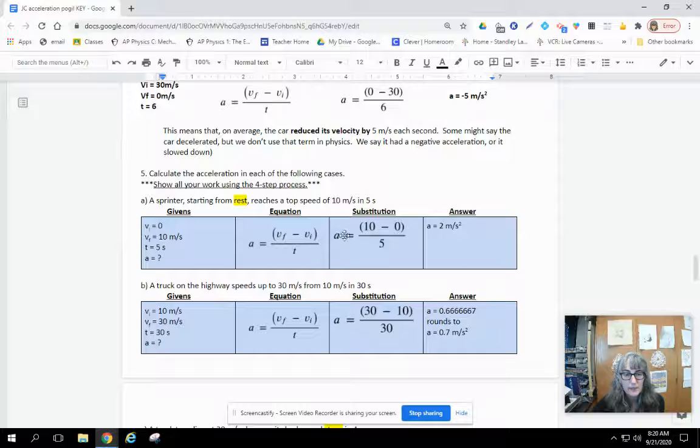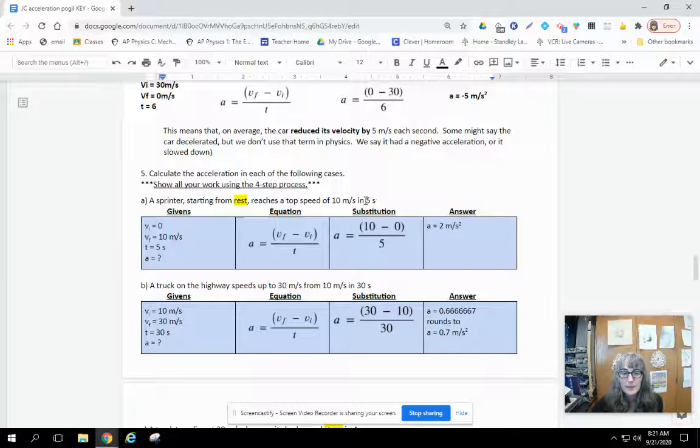So let's take a look at some of these problems. So on 5A, a sprinter starts from rest. There's that hidden given word in there. Reaches a top speed of 10 meters per second in 5 seconds. So our V initial is 0. It doesn't say that he starts from an initial speed of 0, but he does start from rest. Rest is code for that, so VI is 0. Then he reaches a top speed of 10 meters per second. I know that this is the speed because it's meters per second, and that's the ending up speed. So that's going to be V final.